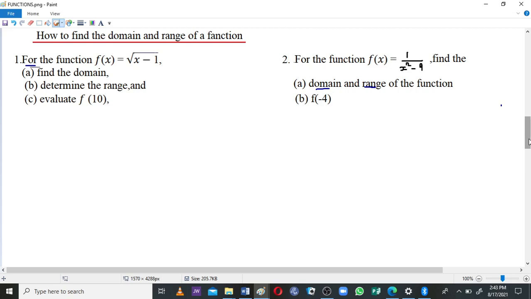the range, the domain, and how to evaluate a function at a given point. Right away, we can solve question 1.